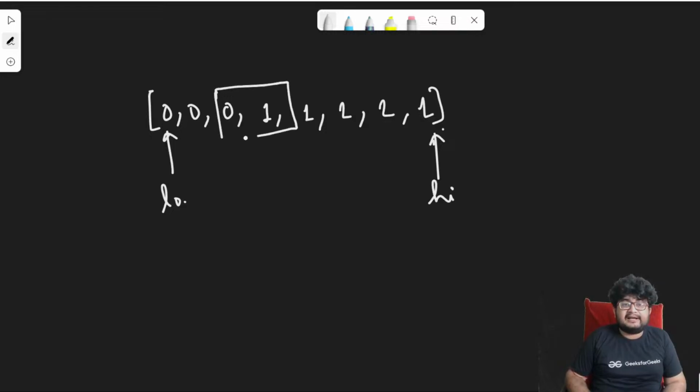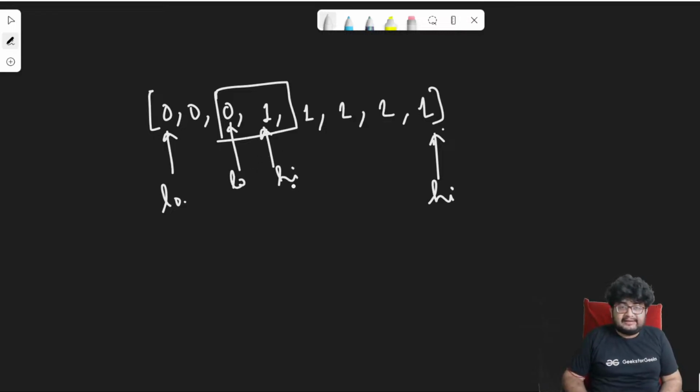It should ideally end here, because low will point to this 0 and high will point to this 1, and there will be no place for low and high to go anywhere else. So the binary search will end at this point. So the loop condition will be low less than high minus 1, right?